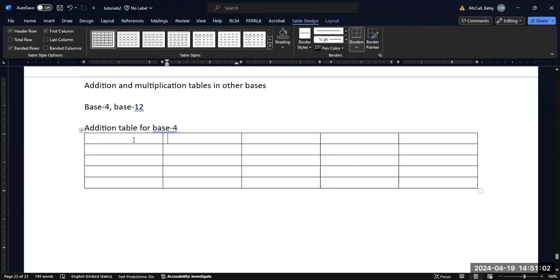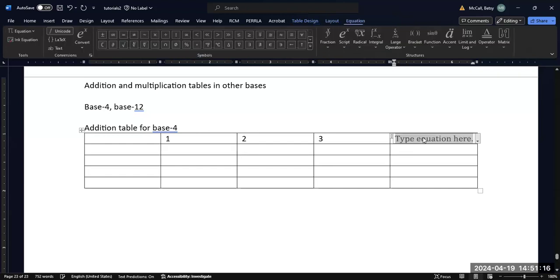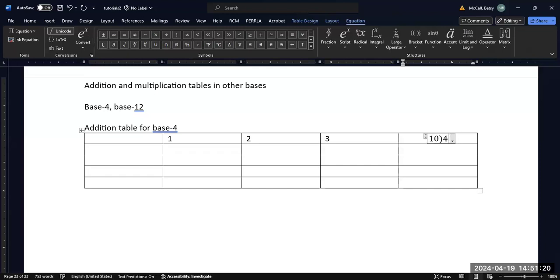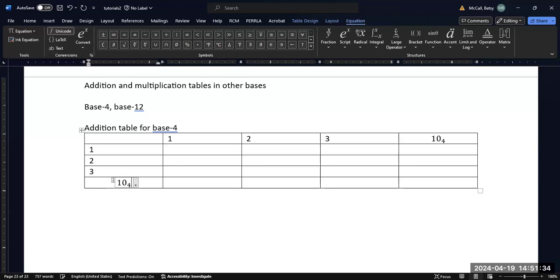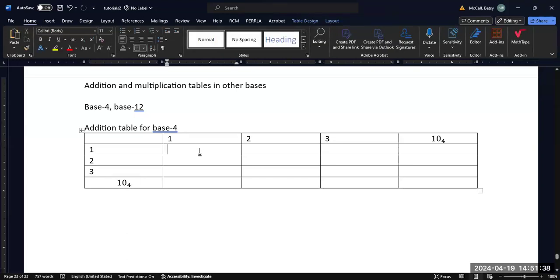So again, think about zero, zero. We don't worry about that. We're going to do one, two, three. And then remember, in base four, four is represented by 10 because it's one copy of four and zero copies of one. And then going down, we'll do the same thing: one, two, three, and then 10 is four. Now, one way you can fill these out is literally to just treat these like they're numbers in base 10, do the operation, and then to create the table, figure out what that representation is in base 4.